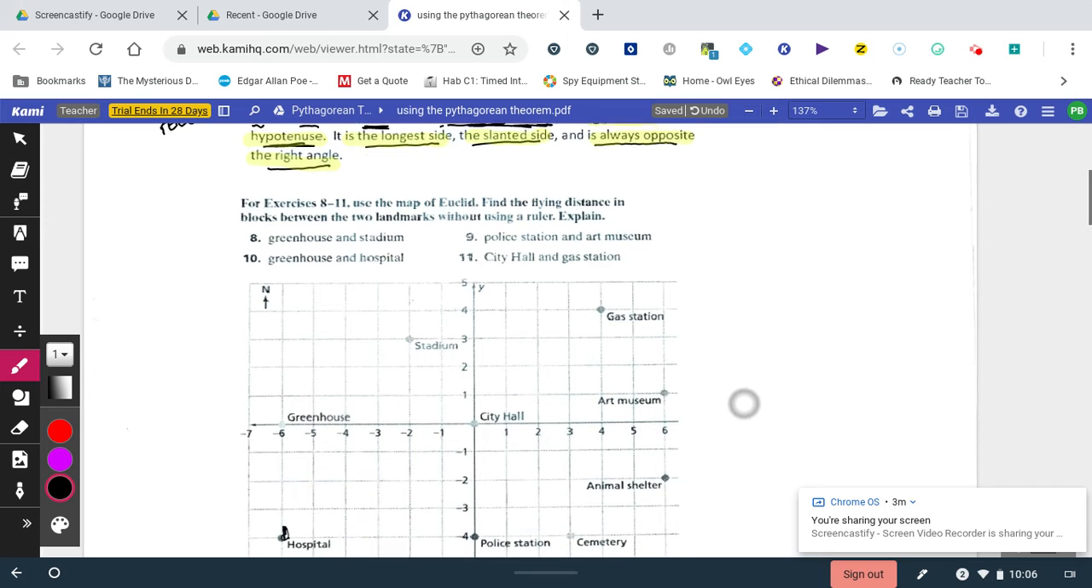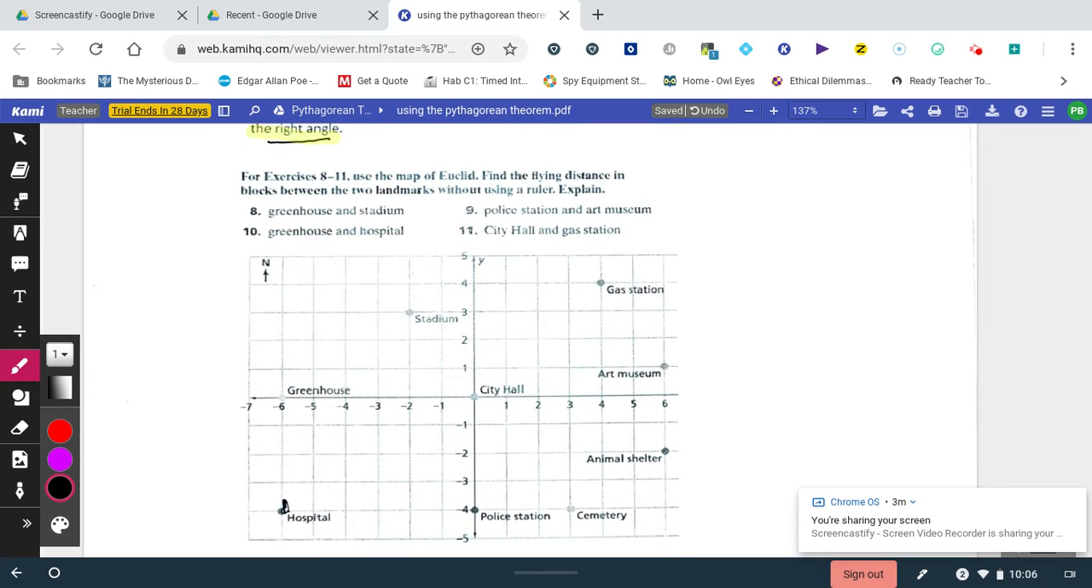It says for exercises 8 through 11, and notice I have 8, 9, 10, and 11 here. For exercises 8 through 11, use the map of Euclid. This map is called the map of Euclid, this coordinate plane. It says find the flying distance in blocks between the two landmarks without using a ruler. So no ruler. What we want to do is use the Pythagorean theorem to find the flying distance.